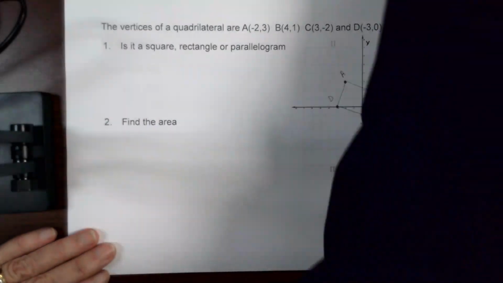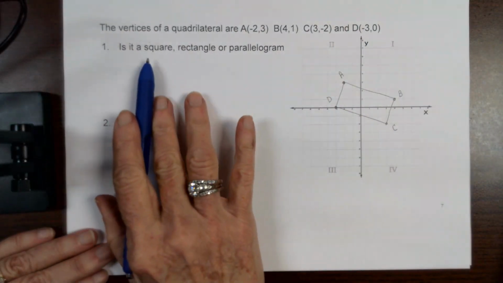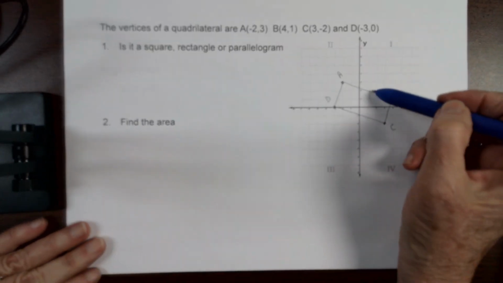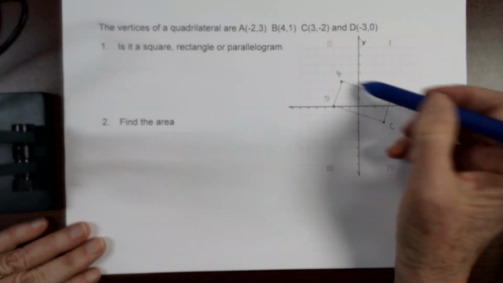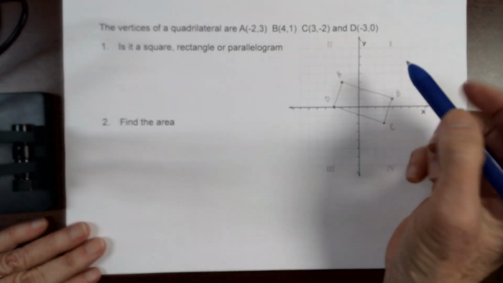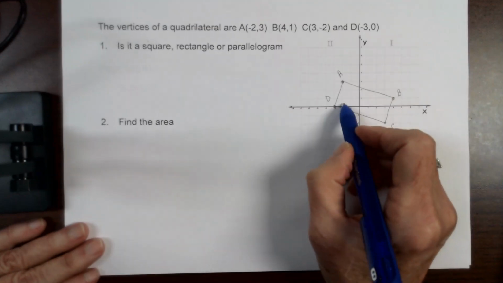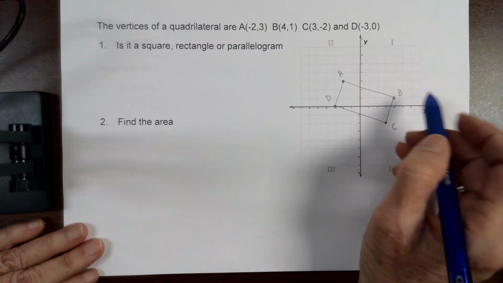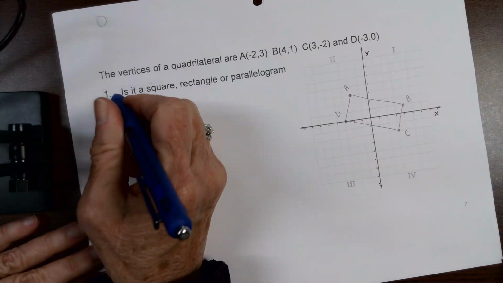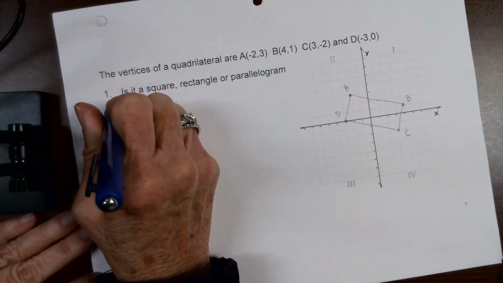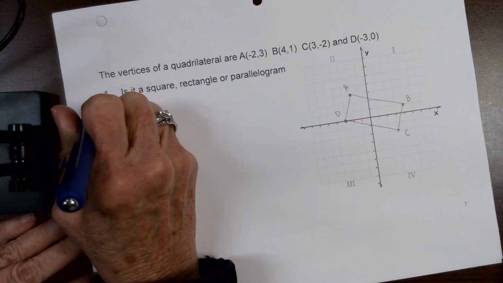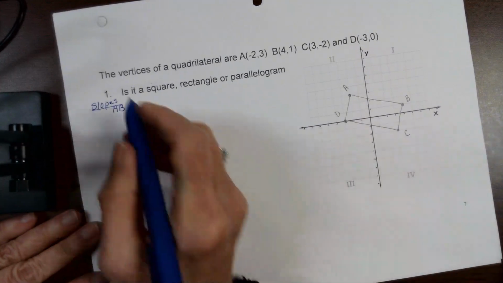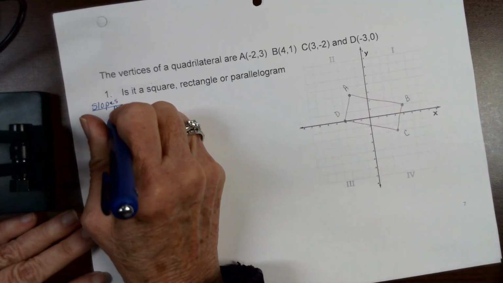All right, here's another one. This one, again, asks, is it a square, rectangle, or just a parallelogram? Well, you can tell that it's not a square, okay? So I'm going to check to make sure it's a rectangle, which means they have to form a 90-degree angle. So again, I'm going to be doing all the sides, so I have the slopes of all the sides, because 90-degree angles have opposite reciprocal slopes.